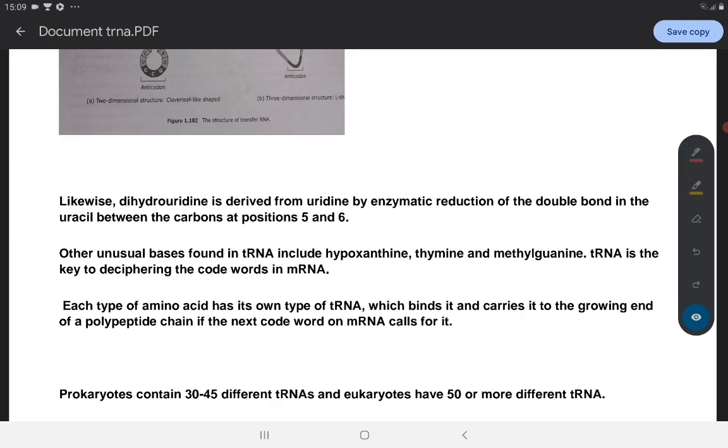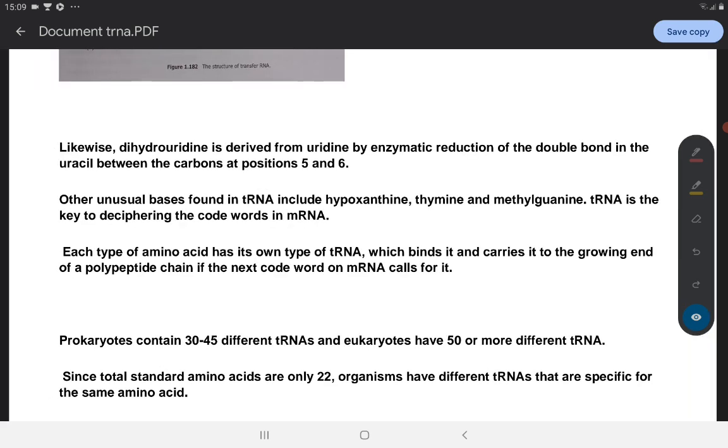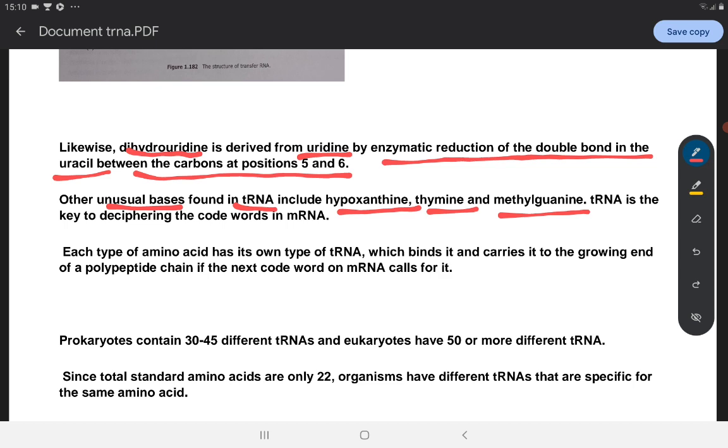Another unusual nucleotide found is dihydrouridine, derived from uridine by enzymatic reduction of the double bond in the uracil between the carbons at positions 5 and 6. Some other unusual bases are also found in tRNA, including hypoxanthine, thymine, and methylguanine. Hypoxanthine is derived from adenosine and methylguanine from guanine.